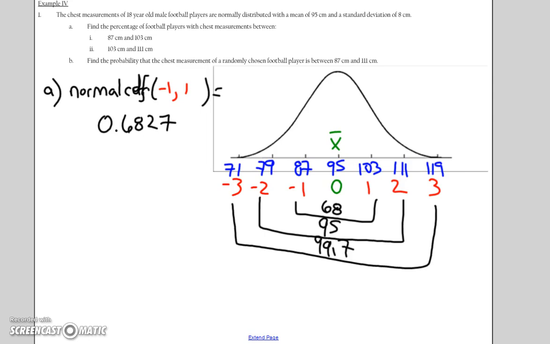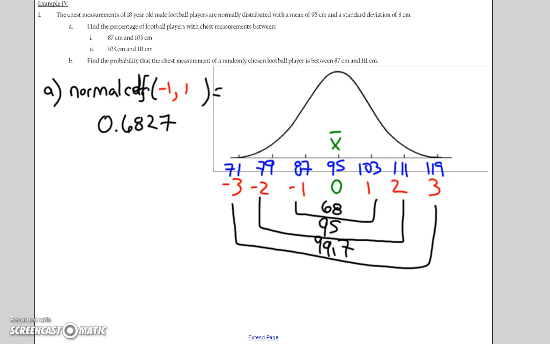Now this has various names to it. I usually know it as the 68, 95, 99.7 rule. Some people will say, well, let's get a little more specific. It's 68.3, or like we've got for an answer for letter A, 68.27. The point is, it's good to know what these general trends are.